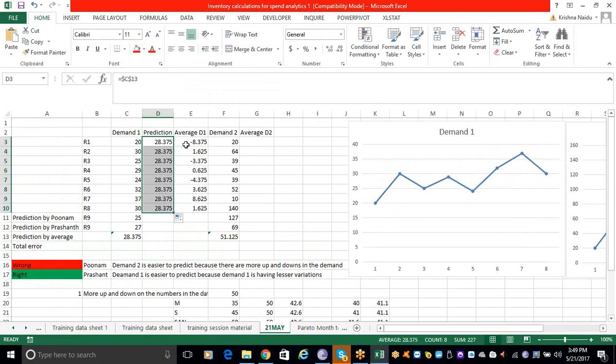In the second case, it is up by 1.625. In the third case, it is down by minus 3.375. In the fourth case, it is up by 0.625. So this is up and down. We are trying to measure the ups and downs, and this is measured by subtracting the prediction from the actual number. So how much up, how much down from the average?